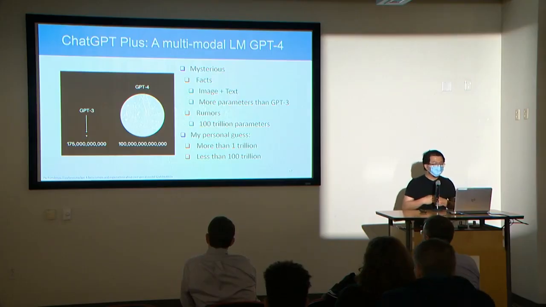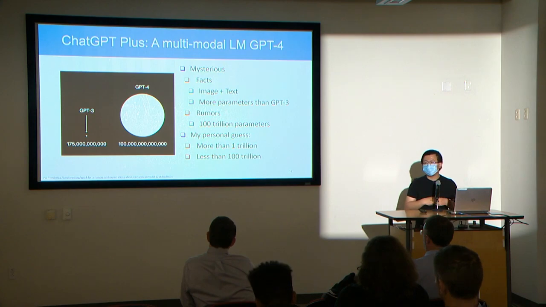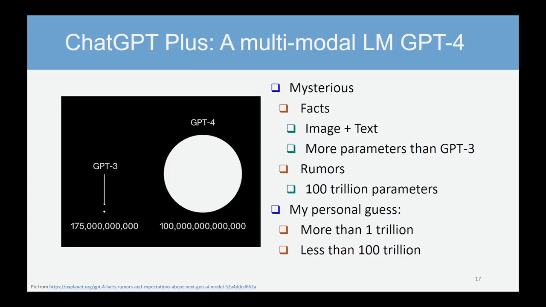And if you pay $20 a month, you will be able to have access to something called ChatGPT Plus. And the back end of ChatGPT Plus is a multimodal language model called GPT-4. There's almost no public information about GPT-4. That's why people criticize OpenAI for becoming the closed AI now. But the fact is, GPT-4 is trained at least on image and text. So it's multimodal, with at least two modalities here. And it has more parameters than GPT-3. These two are for sure.